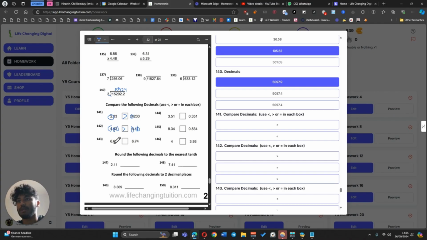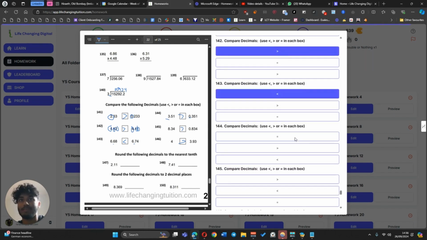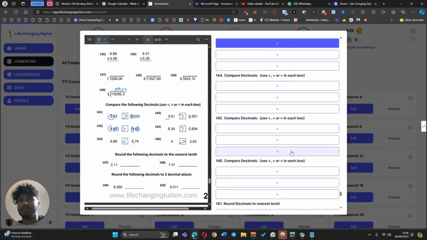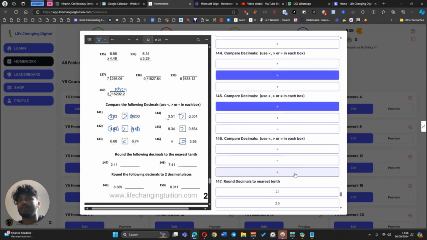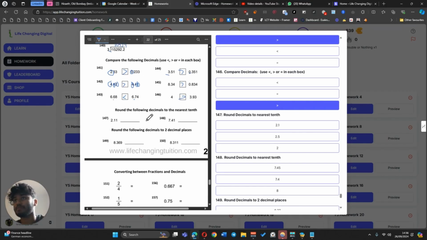Again, we can compare the first places, then the second places. This side is bigger because 7 is bigger than 6. Immediately this side is bigger, and the same with this, and the same with this. So that was right, left, left, right, left, left, left.